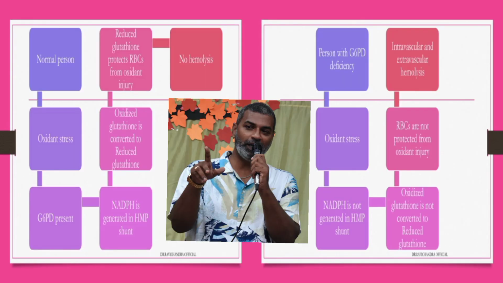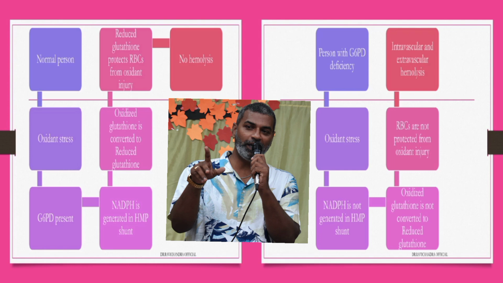What is going to happen in a normal person and in a G6PD deficient patient? In a normal person, if there is an oxidant stress because of various causes, as there is glucose 6-phosphate dehydrogenase, there will be NADPH generation in the HMP shunt pathway. As a result, the glutathione is reduced, and the reduced glutathione will protect the RBCs from this oxidant injury. As a result, there will be no hemolysis.